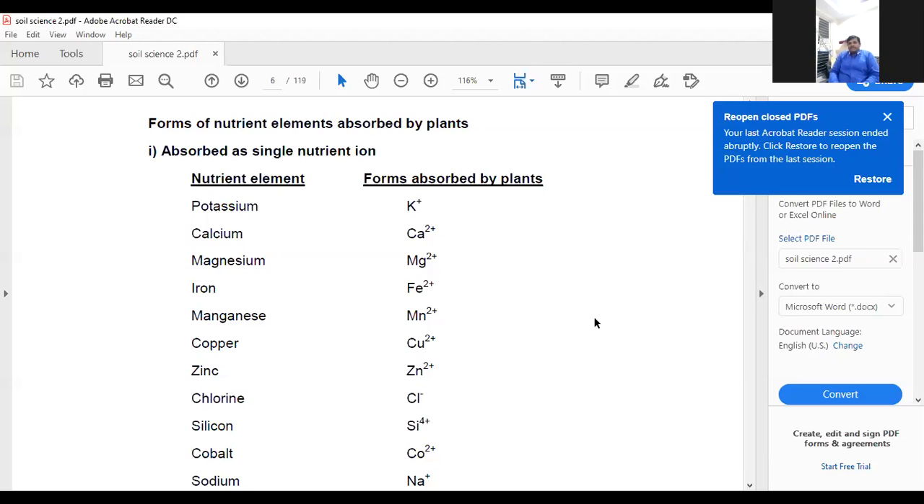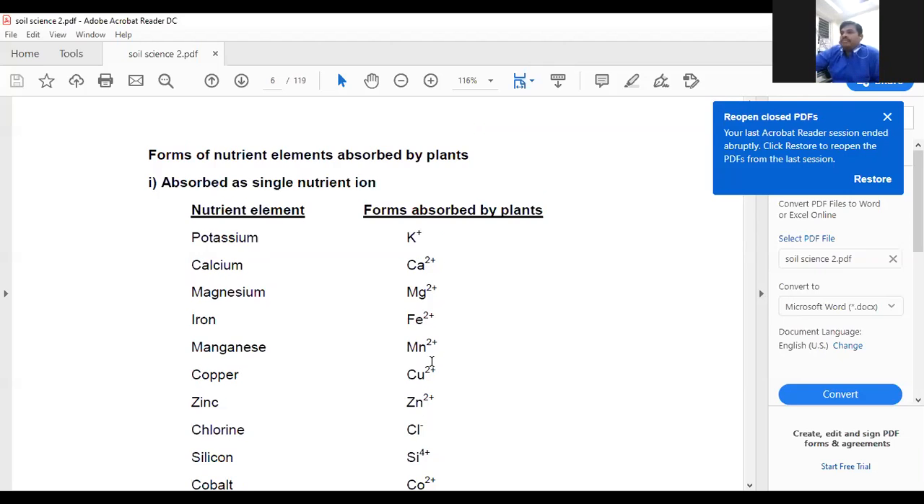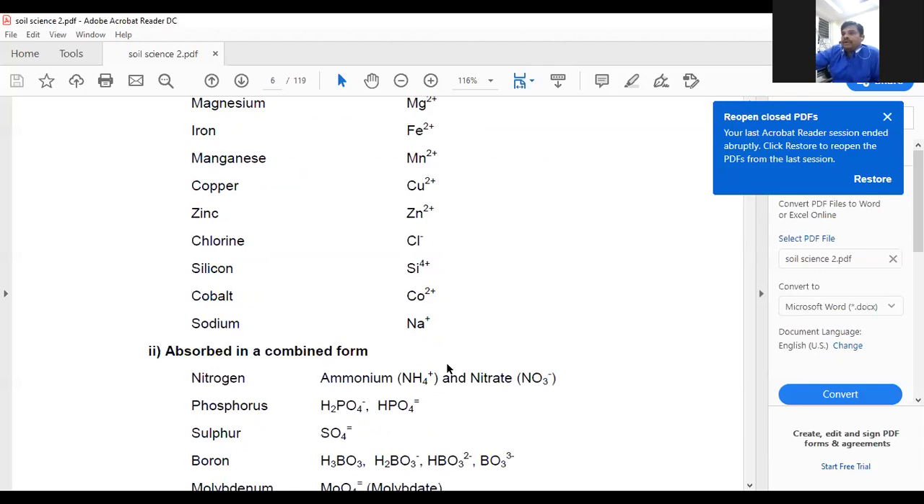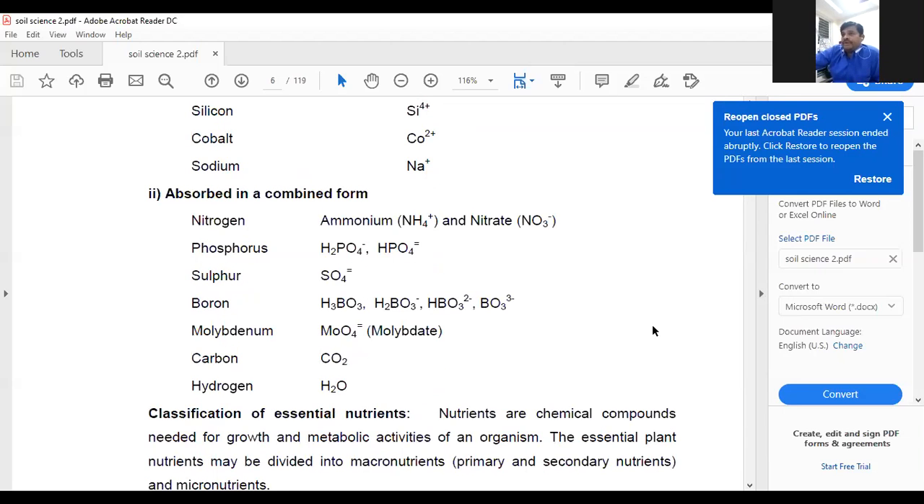Then for zinc, Zn++. For chlorine, Cl-. For silicon, Si4+. Cobalt, Co++. Sodium, Na+. And other nutrients, in combined form, may be present in more than one form, two to three forms.